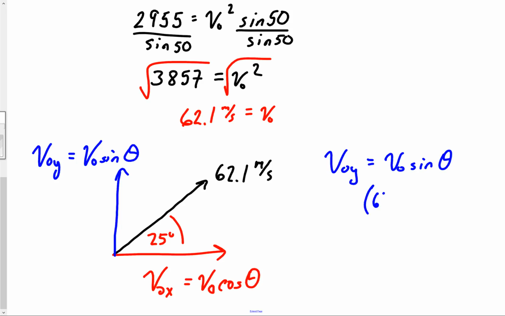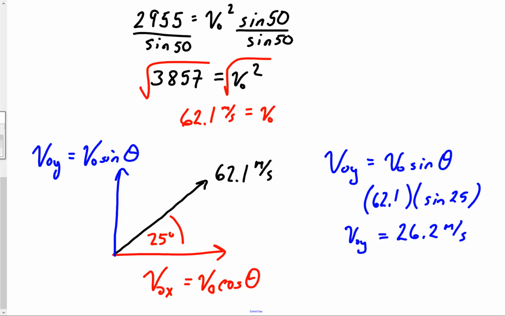So 62.1 times the sine of my 25-degree angle. I'm going to punch that in my calculator. Here, race me. Punch it in yours. Are you doing it? Are you beating me? You haven't beat me, have you? So that's equal to 26.2 meters per second. So there is my V0y value.